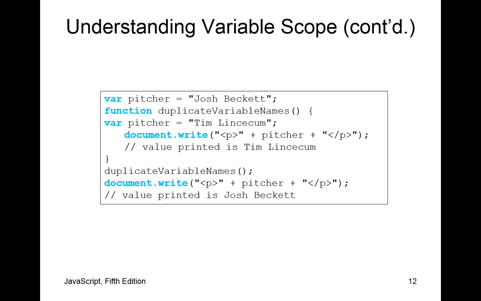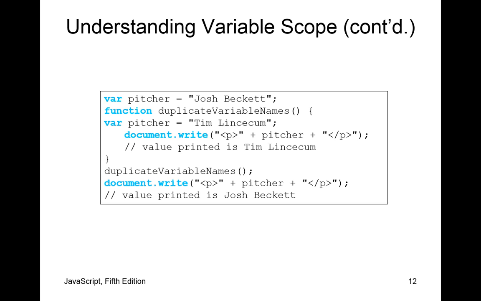Variables. Again, here's our global. Then we have our function down here, right? We have our function here, and then we call the function. So in here we have a variable called pitcher, Josh Beckett. The function is going to be duplicate variable names. So inside this function, the variable name pitcher is going to equal Tim Lincecum. So when I call this, the value that's going to come out is Tim Lincecum. Okay, I guess this guy is a Boston Red Sox fan and a San Francisco fan.